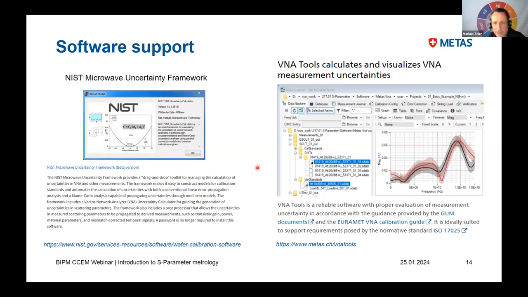I'm aware of two packages which are publicly available. There are other solutions by NMIs which they don't give out, but from NIST there is the Microwave Uncertainty Framework, and from us at METAS here there is VNA Tools. I don't know much about the Uncertainty Framework, but I can say that VNA Tools has a rather wide user base by now, several hundred users, and it's also actively developed further. So this was certainly a game changer when software became available.